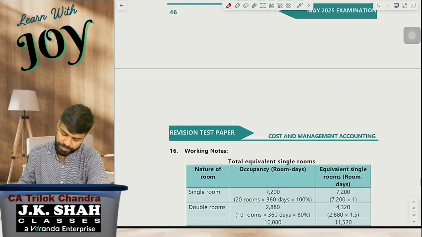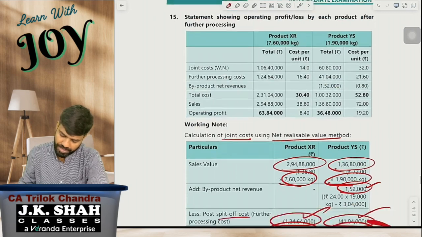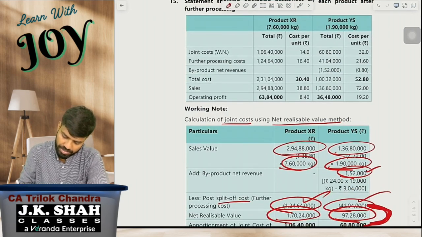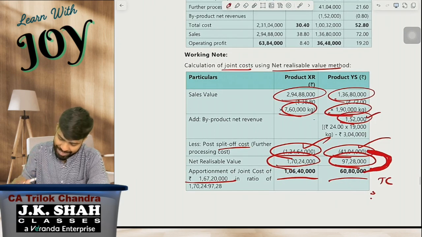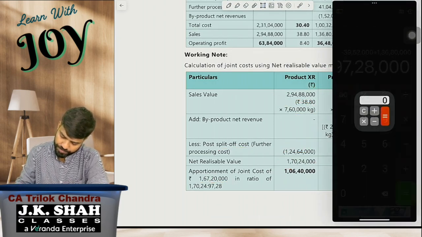Look at here. Oh, here it is given: joint cost, further processing cost. Okay, so I'll do one thing. I'll just show the calculation so that you'll get the clarity. Look at here.